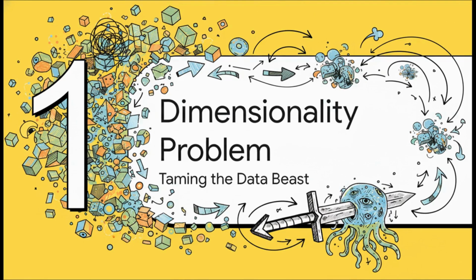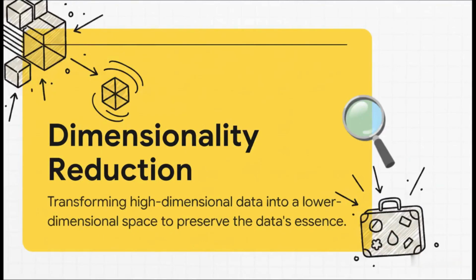Let's tame this data beast. Here's the formal definition. Dimensionality reduction is the process of transforming high-dimensional data into a lower-dimensional space that preserves the essence of the original data. Now, the absolutely crucial point here is that we aren't just blindly deleting columns and tossing out valuable insights.